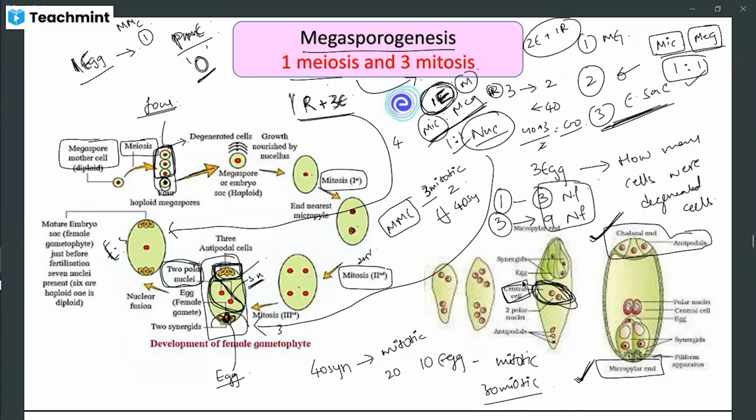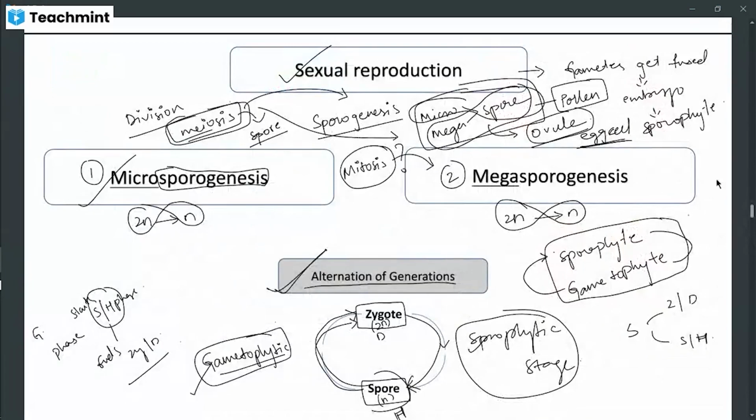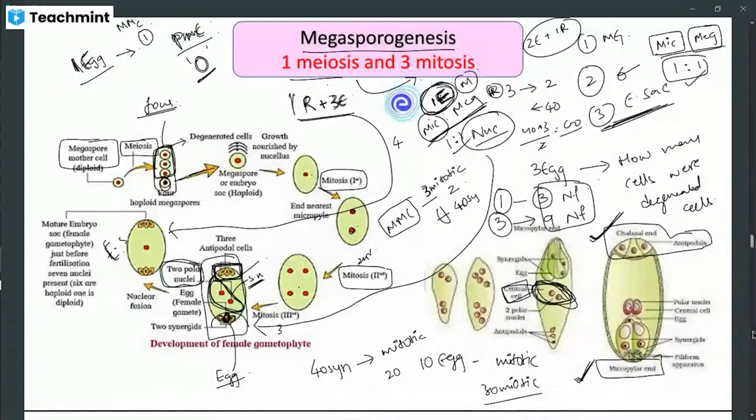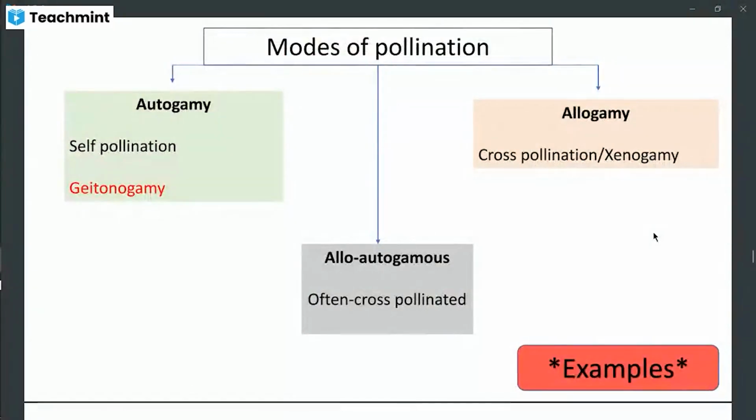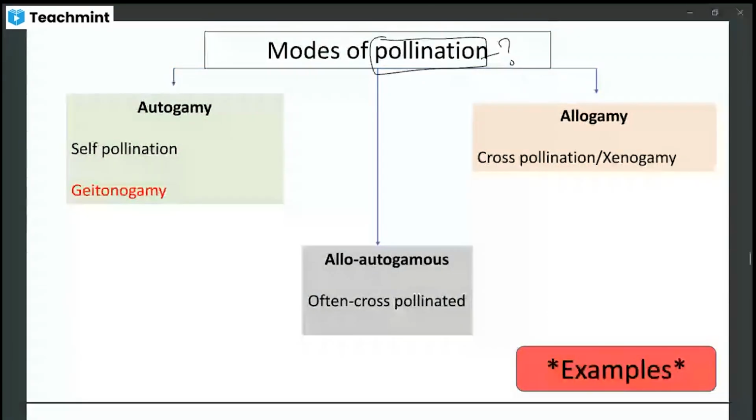So hope everyone is now clear about microsporogenesis and megasporogenesis and what are the different divisions involved in it and how many divisions are involved in it. Okay. So we just covered microsporogenesis and megasporogenesis. And now we'll enter into the pollination chapter. So what do you mean by pollination? What is pollination? Transfer of pollen grains from anther to stigma.